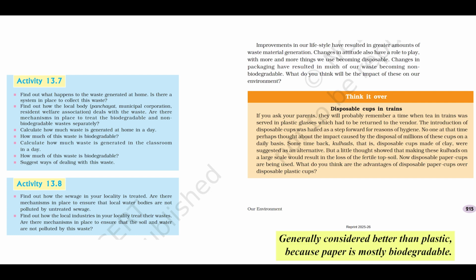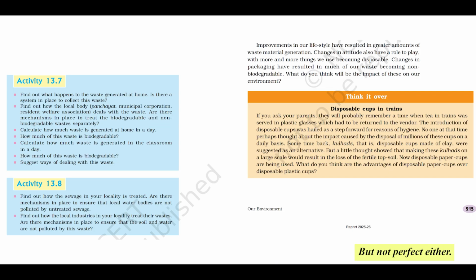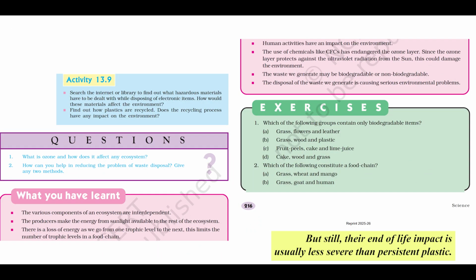Generally considered better than plastic because paper is mostly biodegradable. They break down much faster. But not perfect either. Making paper uses trees, energy, water, and many paper cups have a thin plastic lining to make them waterproof, which complicates recycling and decomposition. But still, their end-of-life impact is usually less severe than persistent plastic.